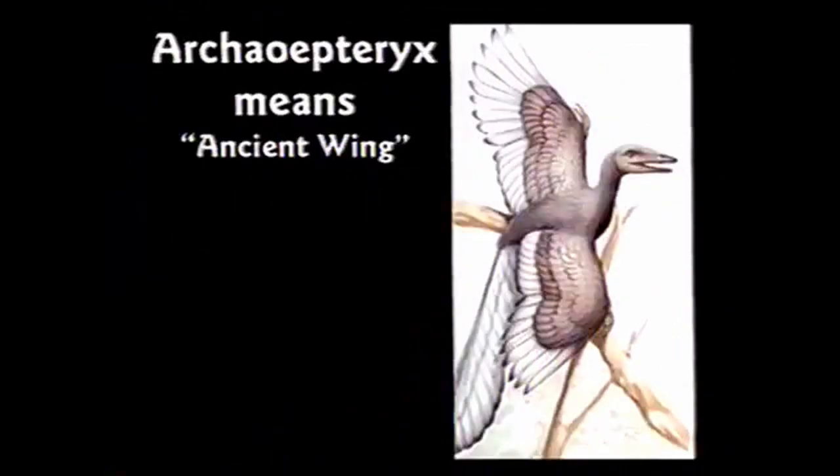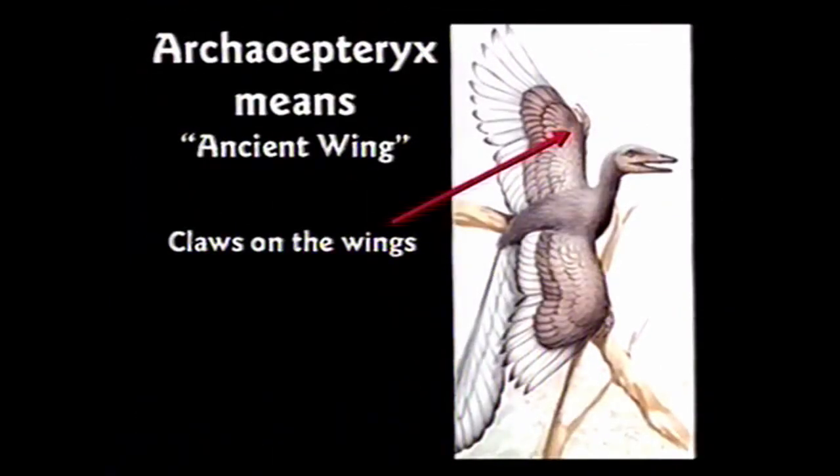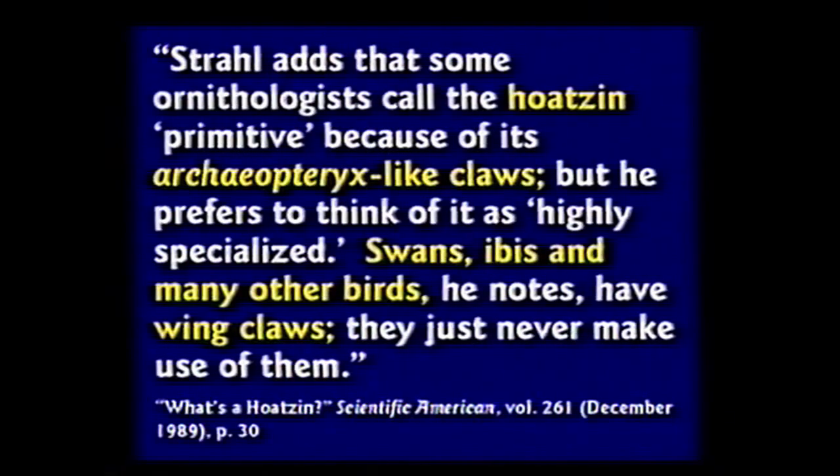See, Archaeopteryx means ancient wing. And they're going to say Archaeopteryx had claws on his wings. Boy, you're right. He sure does. And they'll say, see, that proves he used to be a dinosaur. No. Quite a few birds today still have claws on their wings, okay? The swans do, ibis does. About 12 different birds have claws on their wings. The hoatzin does. That doesn't prove it used to be a dinosaur.